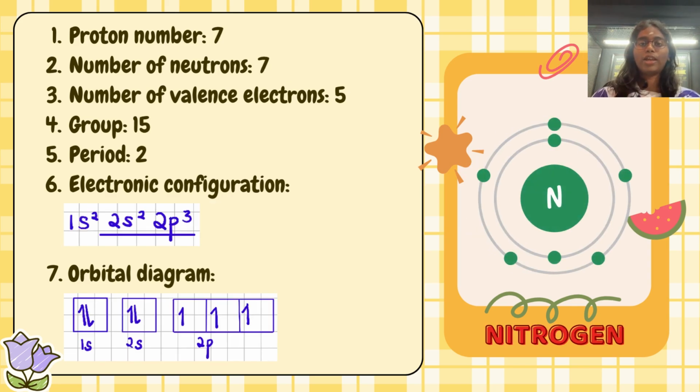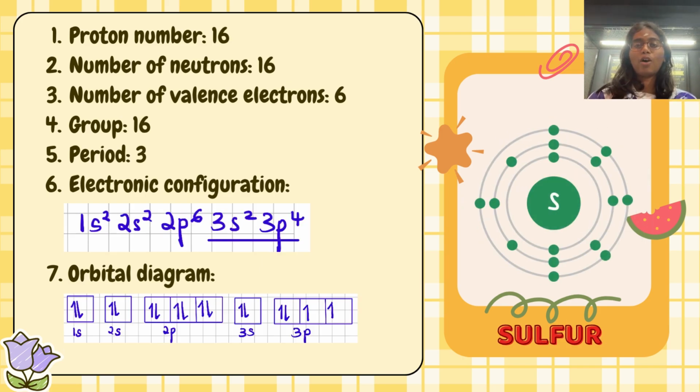The proton number of nitrogen is 7. It has 7 neutrons and 5 valence electrons. Nitrogen belongs to group 15 and period 2. The electronic configuration of nitrogen is 1s2, 2s2, and 2p3. This is the orbital diagram of nitrogen. The proton number of sulfur is 16. Sulfur has 16 neutrons and 6 valence electrons. It belongs to group 16 and period 3. The electronic configuration of sulfur is 1s2, 2s2, 2p6, 3s2, 3p4. This is the orbital diagram of sulfur.